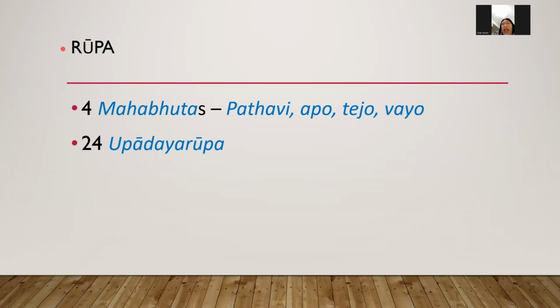So there are 28 types of rupas, which consist of 4 great elements, 4 mahabhutas, which are earth, pathavi, water, apo, fire, tejo, and air, vayo. And there are 24 derived matter, upadaya rupa. Next slide.